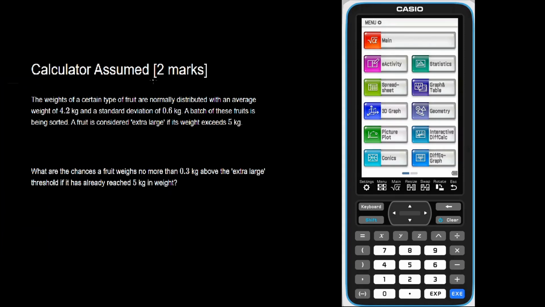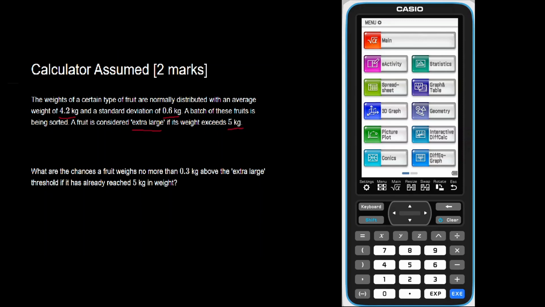In this particular question, we have a type of fruit which is normally distributed with an average weight of 4.2 kilos. I'll start highlighting all the key bits of information here. So that 4.2 kilos, standard deviation of 0.6 kilos, and a batch of these fruits is being sorted. Extra large is considered if it's greater than 5 kilos. So what's the chance that this fruit weighs no more than 0.3 kilos above the extra large threshold, given it has already reached 5 kilos in weight?